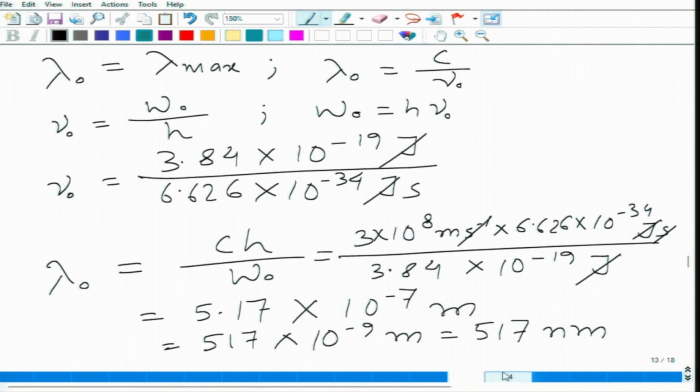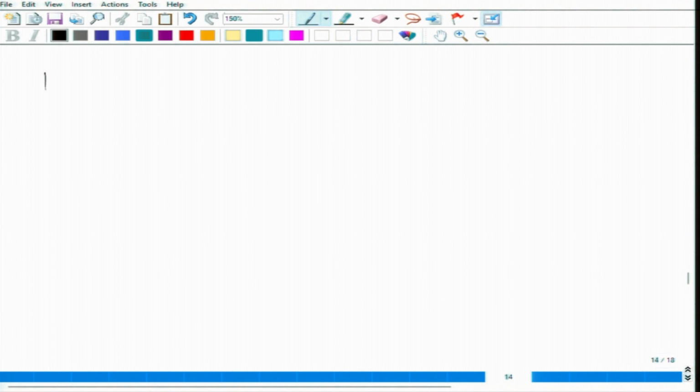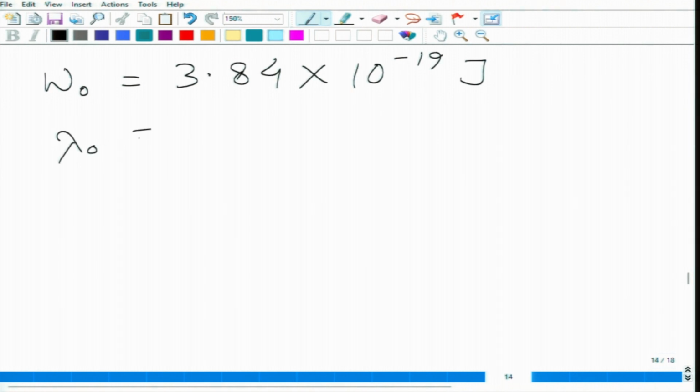Okay, so we have got two answers. We have the work function as 3.84 into 10 to the power minus 19 joule, and we have the lambda max equal to 517 nanometer. So next we will see further numericals.